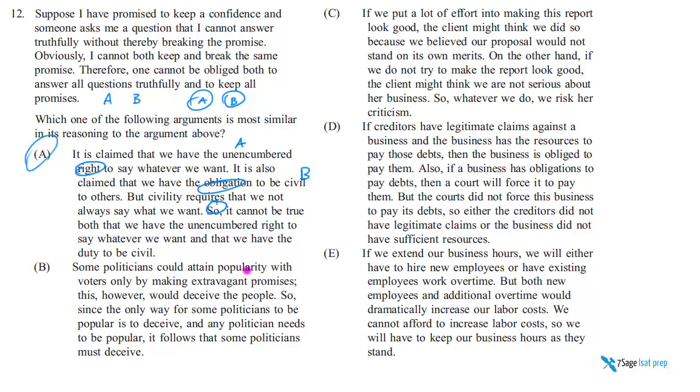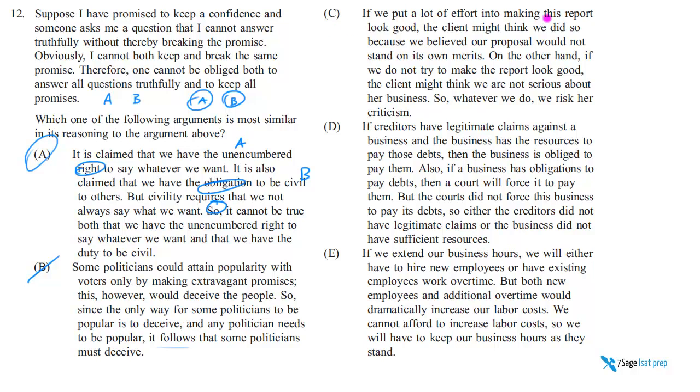So B says some politicians could attain popularity with voters only by making extravagant promises. Okay, this, however, would deceive the people. Okay, so, and since the only way, blah, blah, blah. But see, I'm looking for this A, B. I'm looking for, you got this thing, but A and B sometimes are in conflict, so you can't have both. But then that's not what. So I mean, the conclusion is some politician must deceive. Okay, great, go for it. Deceive. So yeah, not worth our time to consider anymore.